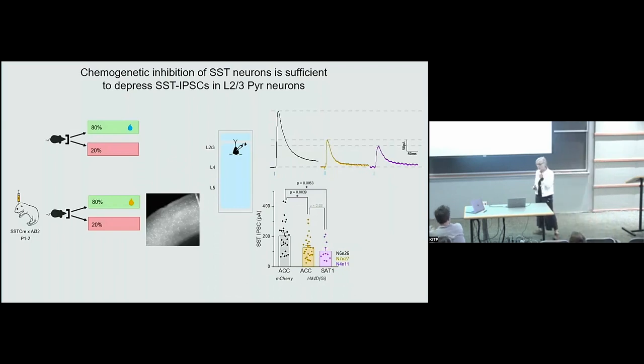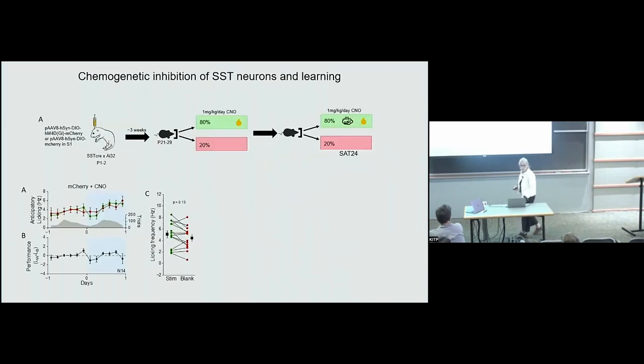Yes, and let me show you some of that data. So this over here on the left is our mCherry control animals. These animals have somatostatin cells that express mCherry, and they're also administered CNO in their drinking water. You can see, we actually think there's some suppression of learning under these conditions. We think that CNO has some off-target effects, and we're replicating these results now using a different ligand for CNO.